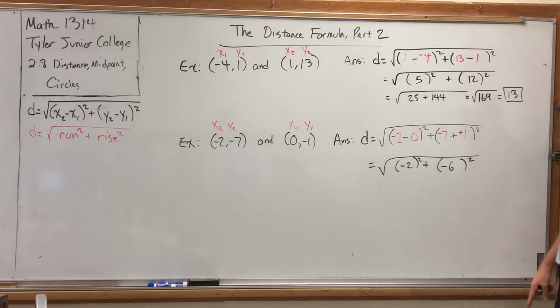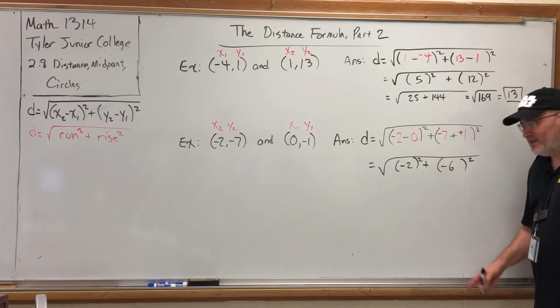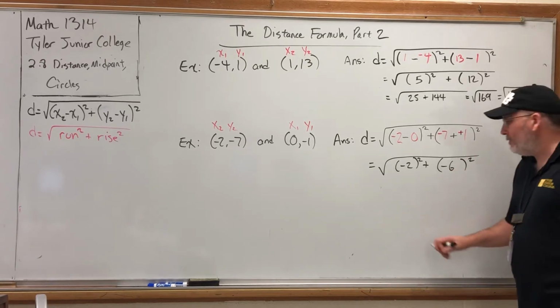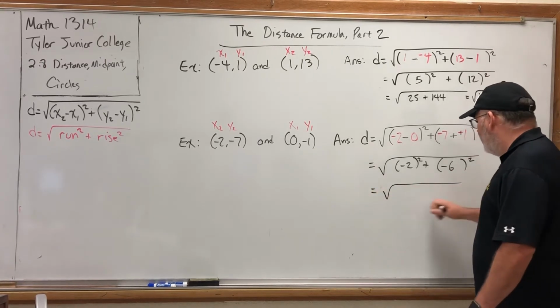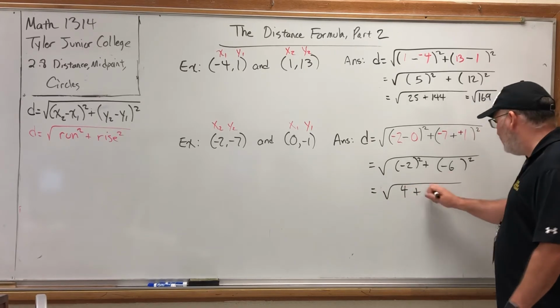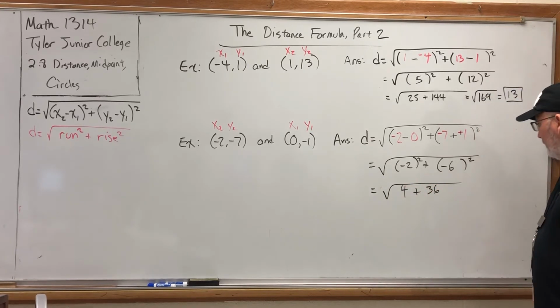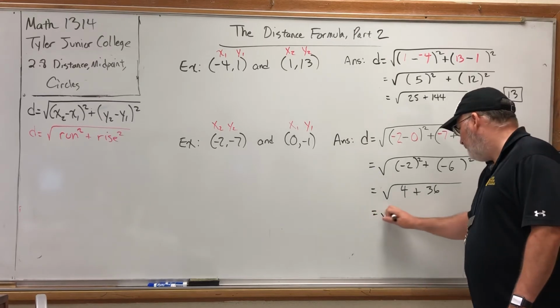But you probably know it really doesn't matter. I mean, technically it does, but at this point it's going to get squared anyway. Negative 2 squared is 4. Negative 6 squared is 36. 4 plus 36 is 40.